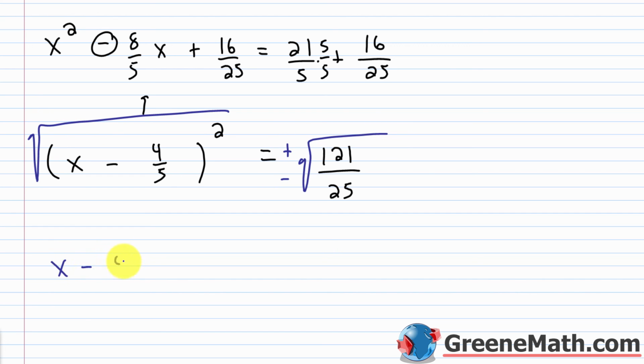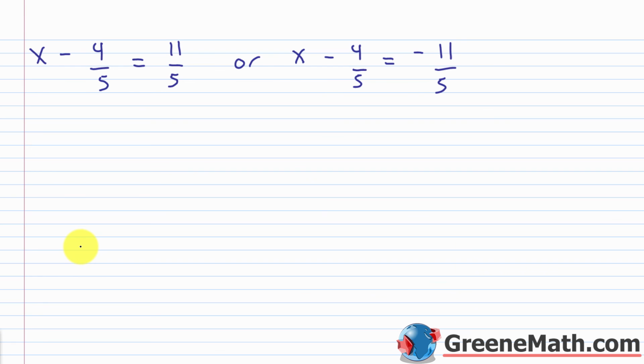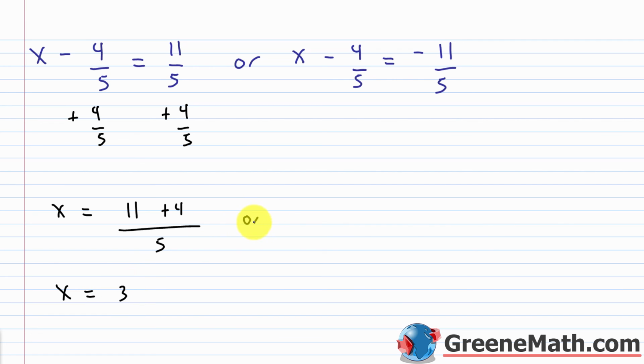So we'll have x minus 4/5 is equal to, you've got the principal square root of 121/25, which is 11/5. And you'll say, or you've got x minus 4/5 is equal to the negative square root of 121/25. So that's negative 11/5. All right, so now let's solve these two equations. If we add 4/5 to each side over here, what are we going to have? You'll have x is equal to 11 plus 4 over that common denominator of 5. So you'll say x is equal to 15/5, which is 3. Then over here, you'll have 4/5 added to each side of the equation. So we'll have x is equal to negative 11 plus 4 over the common denominator of 5.